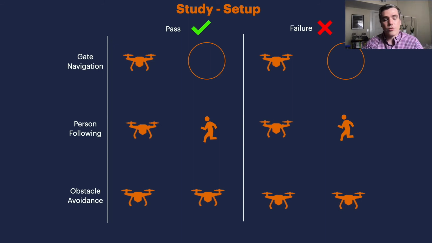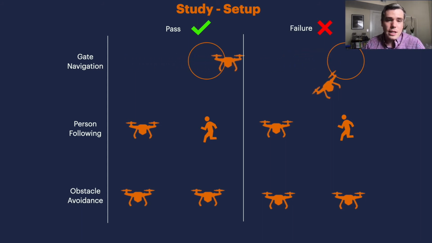For our study, we created three scenarios. The first scenario had a drone navigate through gates of different sizes. Specifically, we were interested in two sizes, a large gate that had a 1 meter diameter and a small gate that was 0.5 meter in diameter. This smaller gate was chosen as it was significantly more difficult to complete with only 10 centimeters between the drone and the gate when the drone was exactly in its center. The drone passed this test if it successfully navigated through the gate, and it failed if it crashed into the gate or aborted the mission.